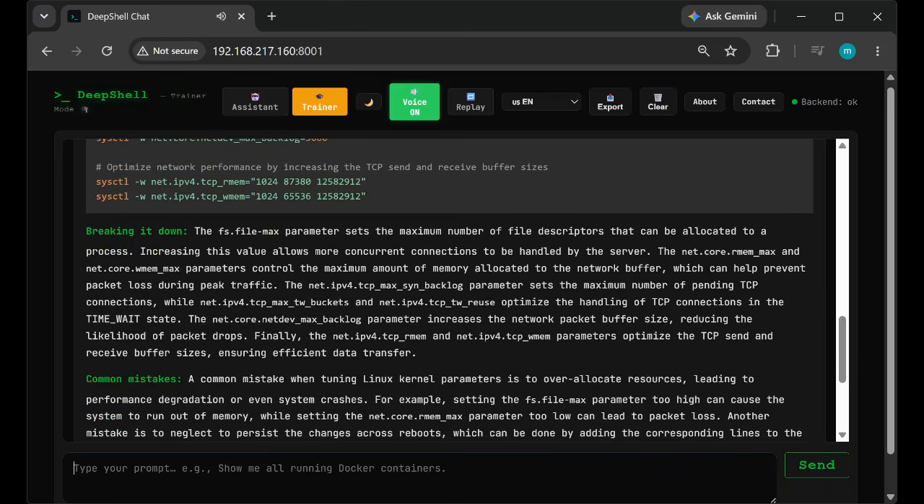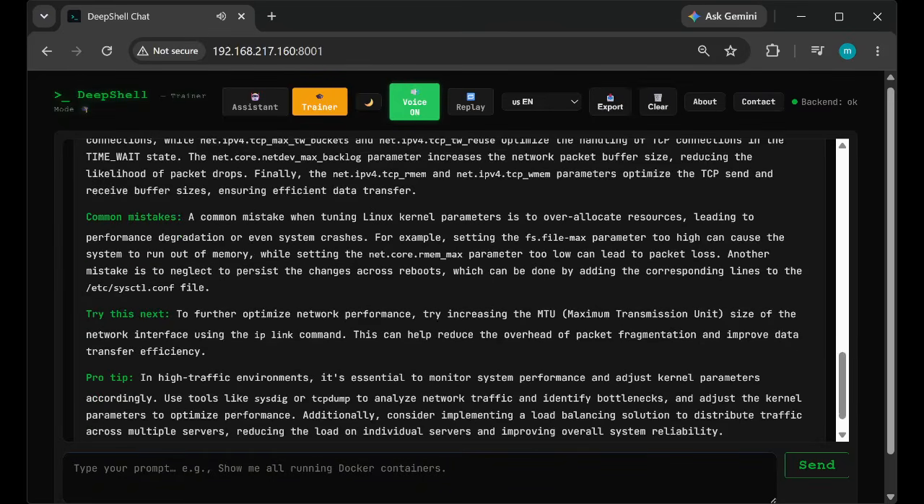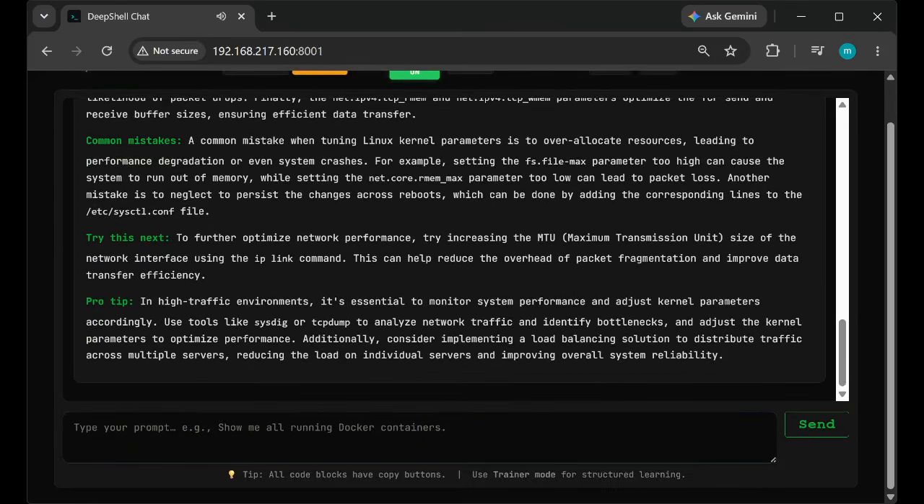Finally, the net.ipv4.tcp_rmem and net.ipv4.tcp_wmem parameters optimize the TCP send and receive buffer sizes, ensuring efficient data transfer.